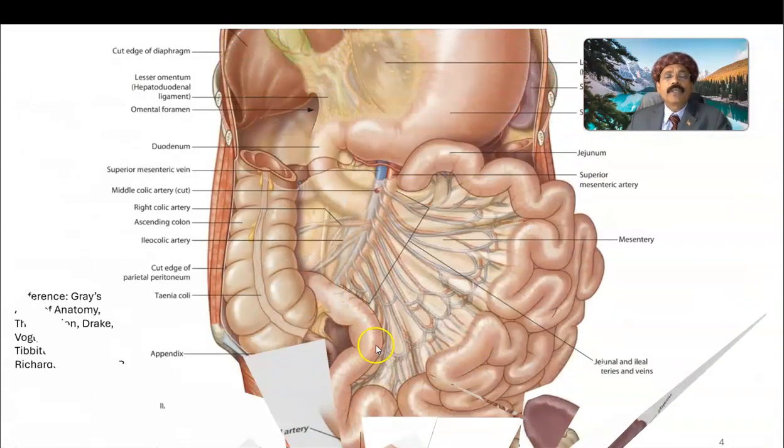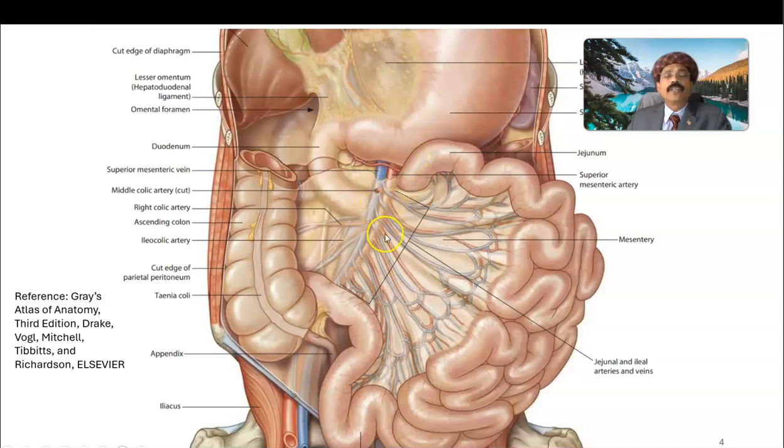And if you go here, this is the superior mesenteric artery. We are seeing a lot of jejunal and ileal branches here. They make vascular arcades. From the vascular arcades, we get vasa recta, straight arteries. The superior mesenteric artery is accompanied by the superior mesenteric vein here. It also receives blood from the jejunum and ileum by jejunal and ileal veins. That is also a vascular arcade, and also the straight veins.